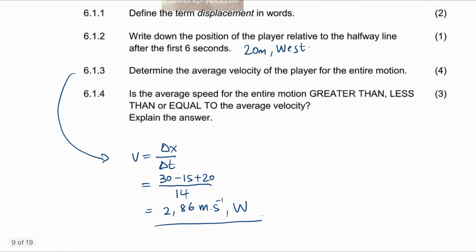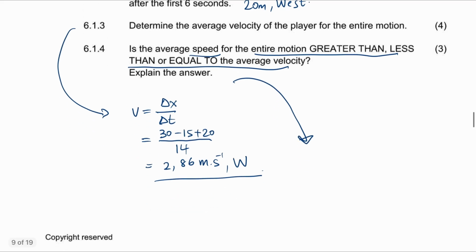Question 6.1.4, is the average speed for the entire motion greater than, less than, or equal to the average velocity? Explain. In order to answer this question, we need to know how speed is calculated. Velocity is calculated by displacement divided by time. Speed is calculated by distance divided by time. Now, the time for both is the same. So time for both are equal.